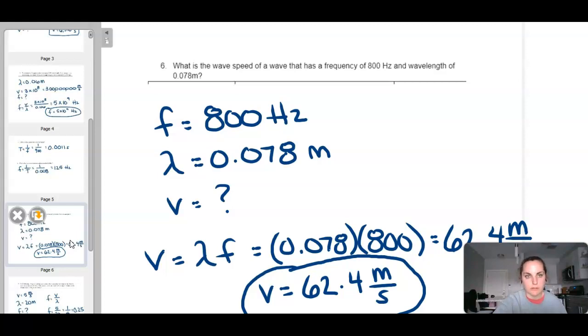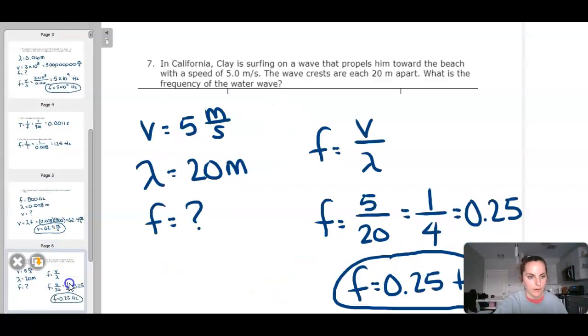Next, number 6, what is the wave speed of a wave that has a frequency of 800 hertz and a wavelength of 0.078 meters? So our frequency was 800 hertz, wavelength 0.078. We had to multiply those numbers in order to get our wave speed, so 62.4.